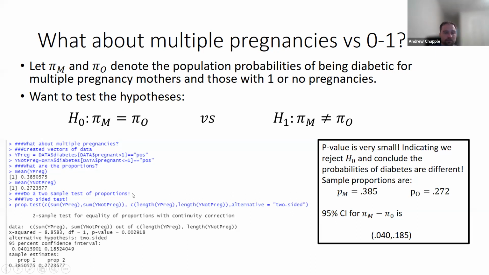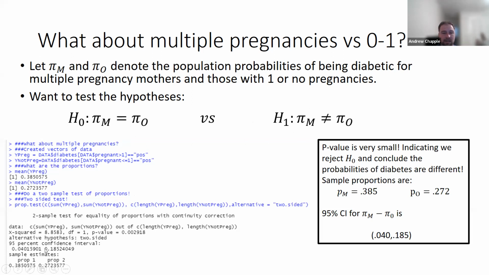The first vector, so c opens up a vector. I think we talked through that. The first vector here is going to be the sum of y preg and the sum of y not preg. And the second vector is going to be the lengths of these two. And I can see my p-value here is 0.002, which means I reject the null that these two proportions are equal, and I consider them not equal.